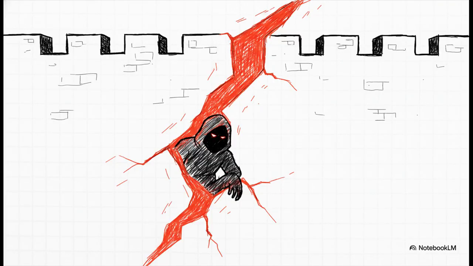But, and this is a huge but, here's the peril. That vulnerability we've been talking about, that CVE, that's a giant crack in your fortress wall.